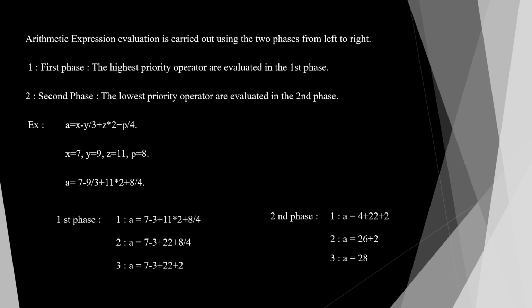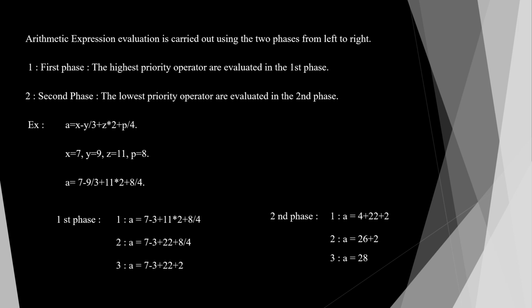So first, the slash and star are present. We have to evaluate them in a left to right fashion. So first we calculate 9 slash 3. After evaluating 9 slash 3, we get the value 3. Then in the first phase, A equals 7 minus 3, because 9 slash 3 is 3, plus 11 star 2 plus 8 slash 4.